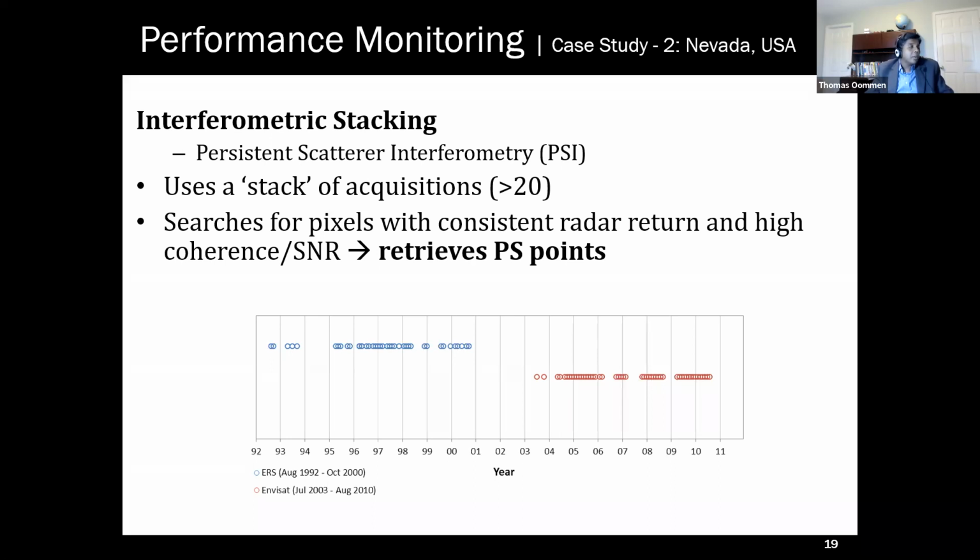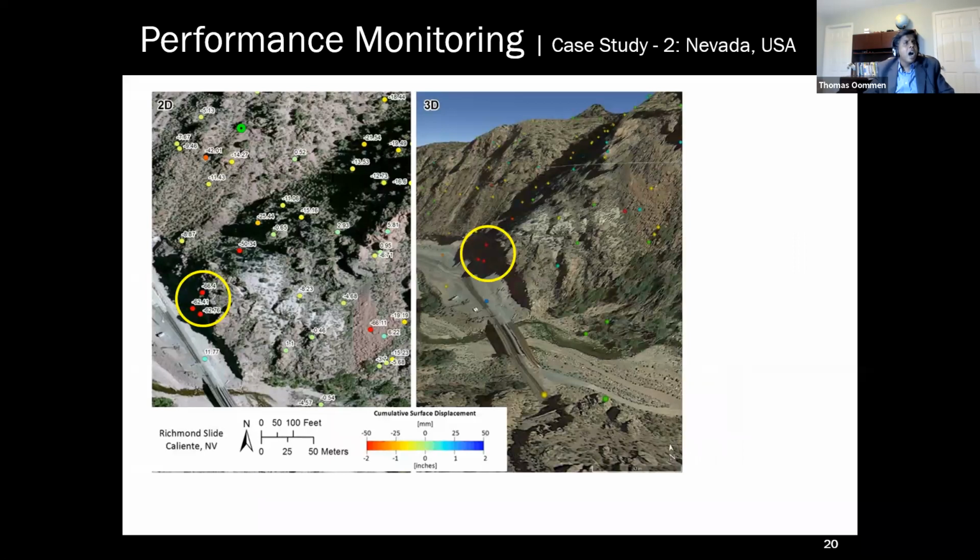ERS was launched in 1992, and you can actually look at the last two decades of how your site was performing. And that's what we did in the case of this site in Nevada. So when we did that, we actually obtained some PS points along the slope face. And what we found was the cumulative displacement in millimeters at the slope face was close to 66 or 62, so around 60 to 64 millimeters on average on the slope face.